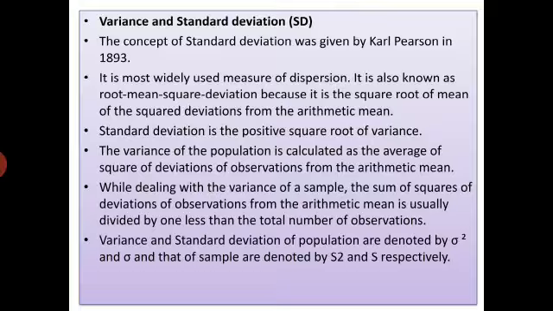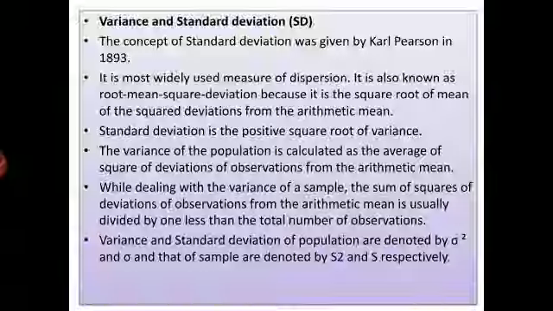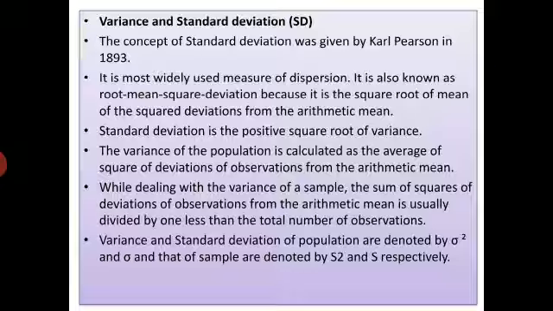Standard deviation is the positive square root of the variance. The variance of the population is calculated as the average of the squares of deviations of observations from the arithmetic mean. While dealing with the variance of a sample, the sum of squares of deviations of observations from the arithmetic mean is usually divided by one less than the total number of observations.